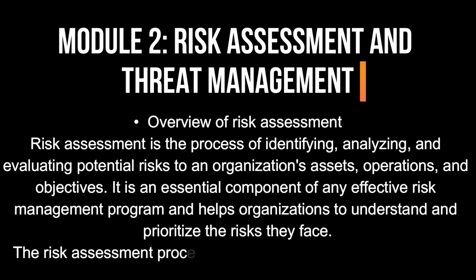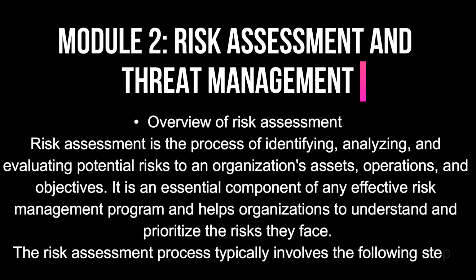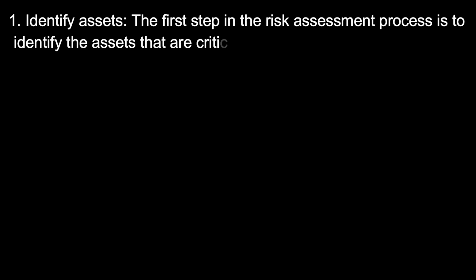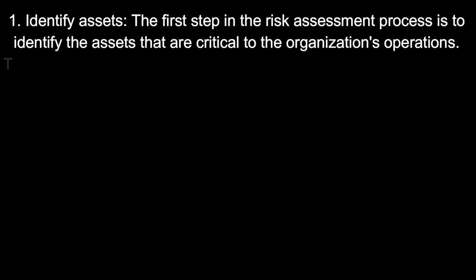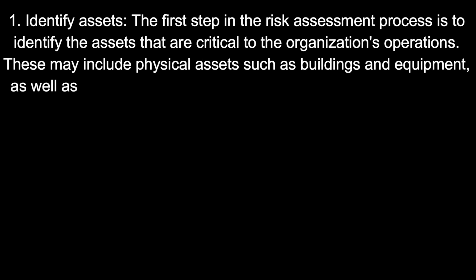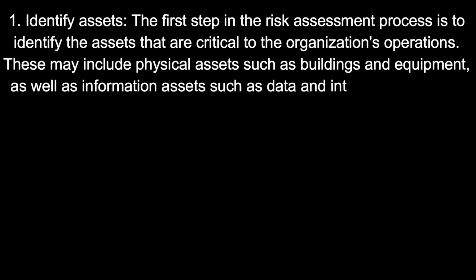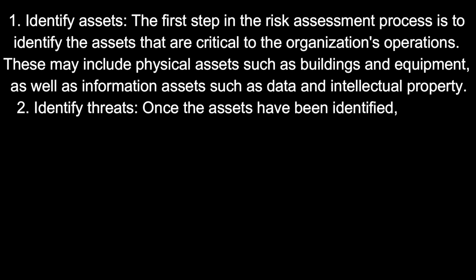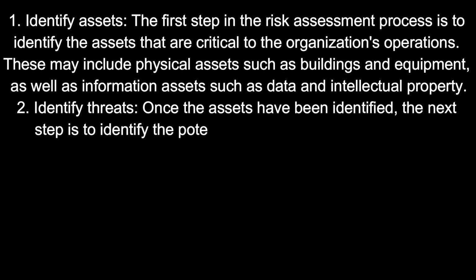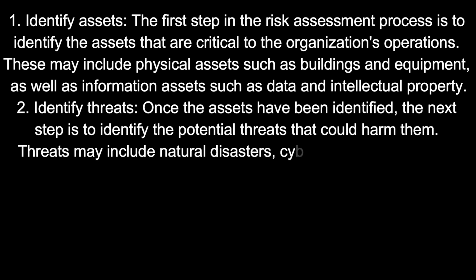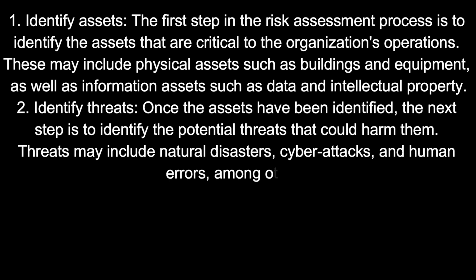The risk assessment process typically involves the following steps. 1. Identify assets. The first step in the risk assessment process is to identify the assets that are critical to the organization's operations. These may include physical assets such as buildings and equipment, as well as information assets such as data and intellectual property. 2. Identify threats. Once the assets have been identified, the next step is to identify the potential threats that could harm them. Threats may include natural disasters, cyber attacks, and human errors, among others.